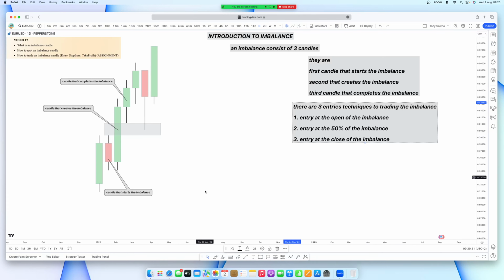Now, what do I mean by entry at the open, 50%, and close? Right, you can see when this price is coming down, as soon as it touches this area here, that is the open of the imbalance. So this area in this place, yeah, this is the open of the imbalance.